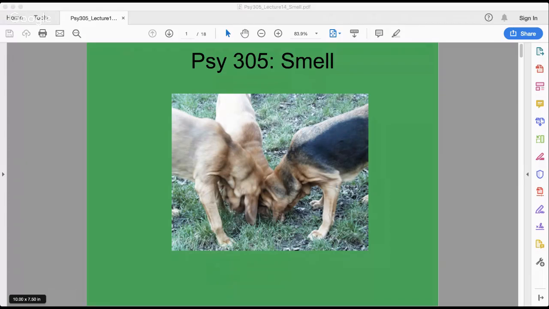Detecting chemicals in the environment is important for organisms to be able to detect food or mates and to be able to avoid dangerous substances, predators, or enemies. Humans have two mechanisms for detecting chemicals in the environment: olfaction and gustation, or smell and taste.